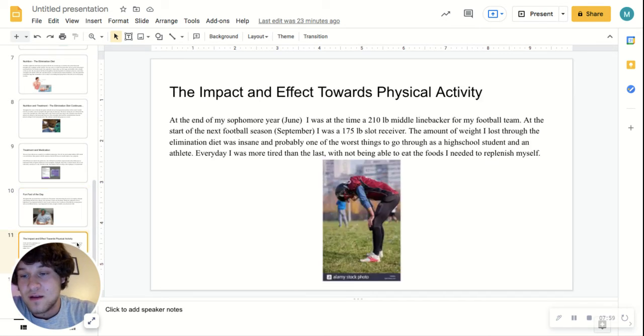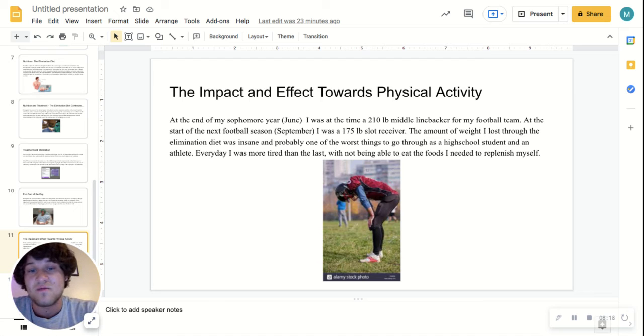And then the next slide is the impact and effect towards physical activity. And so, I'm just kind of explaining my process through it and what I experienced. Not everybody will have the same experience as me, but this was my experience.